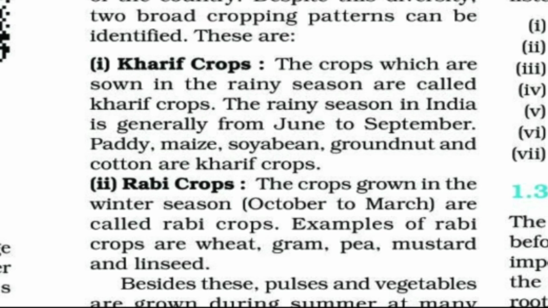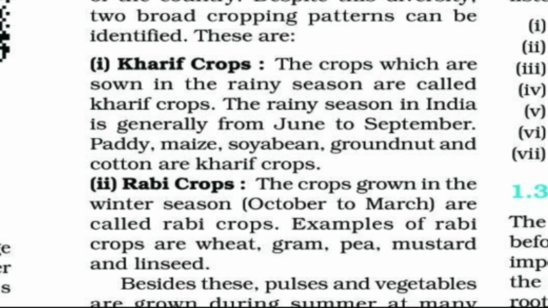What do you mean by Kharif crops? The crops which are sown in the rainy season are called Kharif crops. When is the rainy season in India actually? From June to September. Paddy, maize, soya bean, groundnut and cotton are the Kharif crops. I repeat it once again. The crops which are sown in the rainy season, generally during June to September, are called Kharif crops. Paddy, maize, soya bean, groundnut and cotton are Kharif crops.